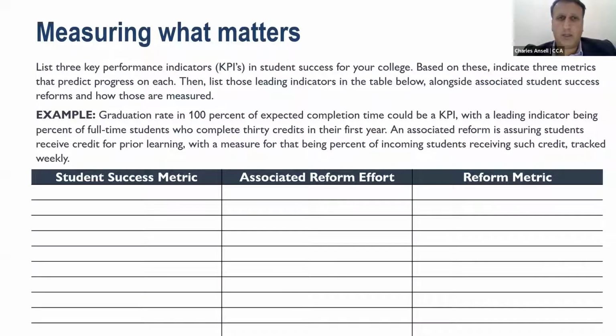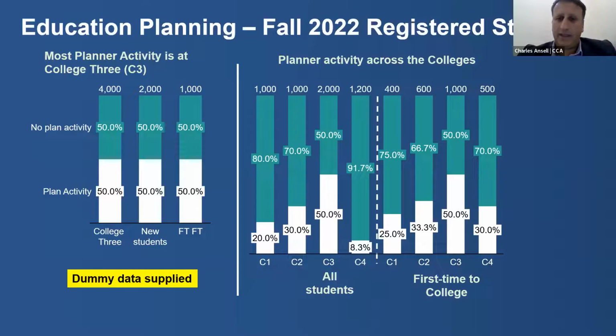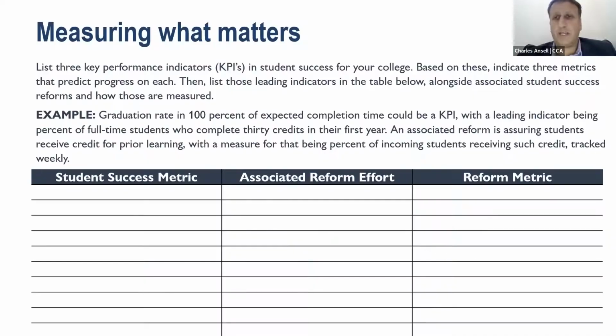When I share these slides out, this is a potential, very basic table for creating some of the things that I was discussing earlier: what's the student success metric you care about, what's the associated reform effort, and what's the reform metric. So for example, in this slide, full-time students getting the 30 credits would go in the first column, and getting all students on education plans would go in the next one. I'm sorry, yeah, that's right. Getting all students on education plans is the reform. And then the metric is what proportion of students are actually registering according to a semester by semester plan.